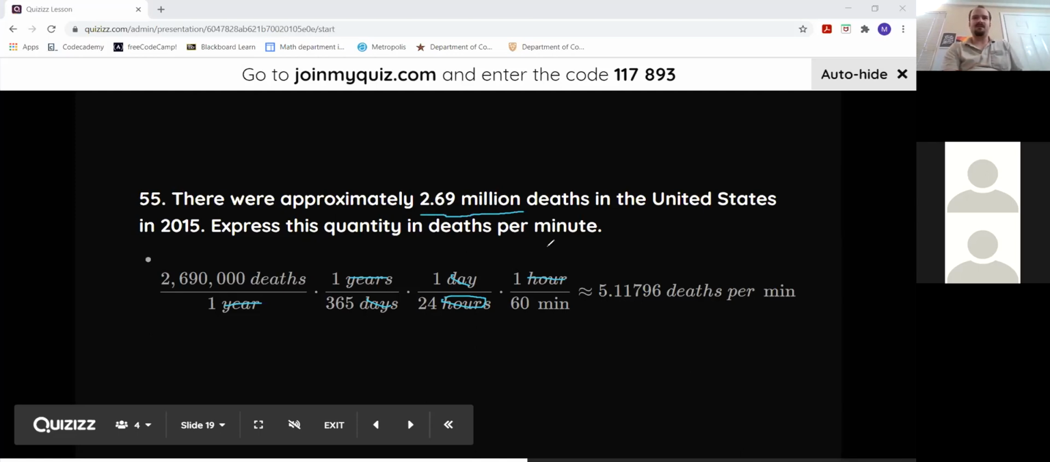I'm trying to think of how you got those other numbers. I'm not sure I'm seeing it. But rounding it to 2 decimal places, it should be 5.12. Are there questions about this?